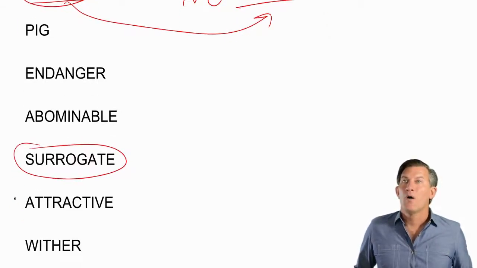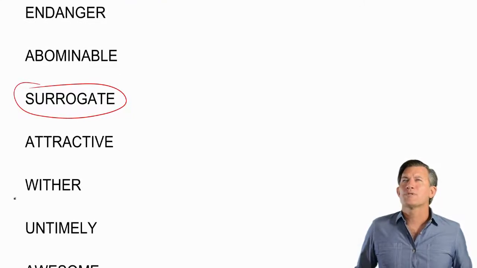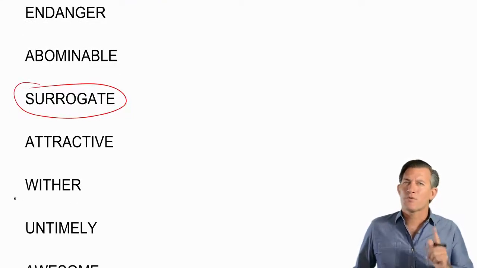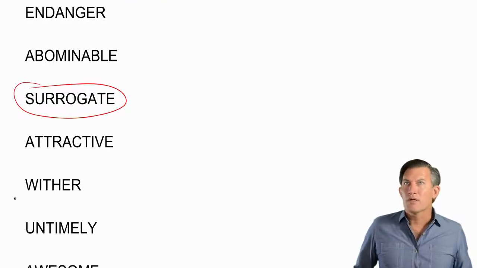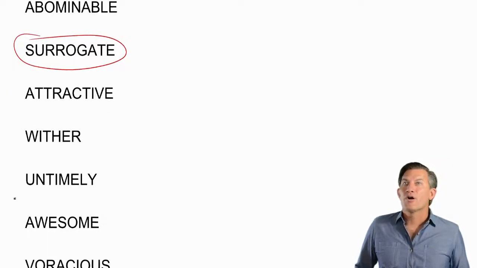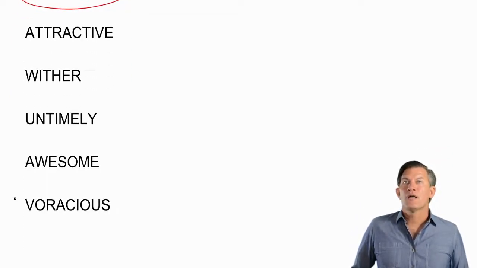Attractive, wither. Be careful with your sentences about attractive. Okay, make it appropriate. Okay, but no one will really ever know. Untimely and awesome. Voracious. Answers at the end. Okay, so pause and do this.